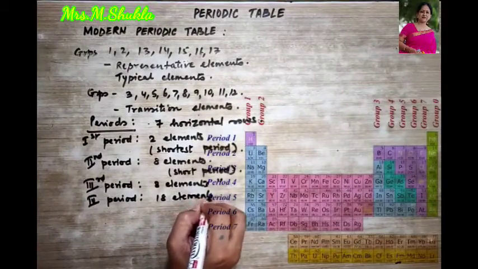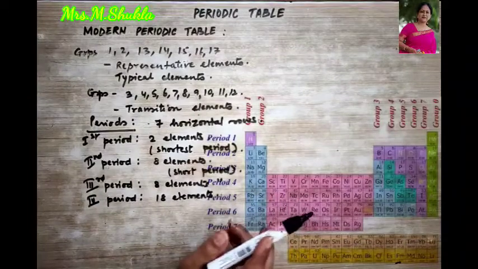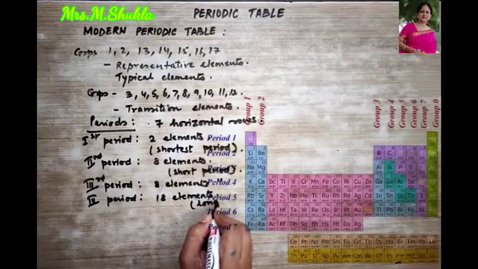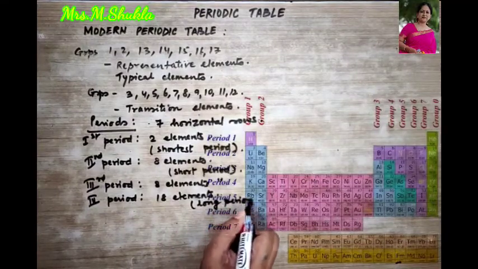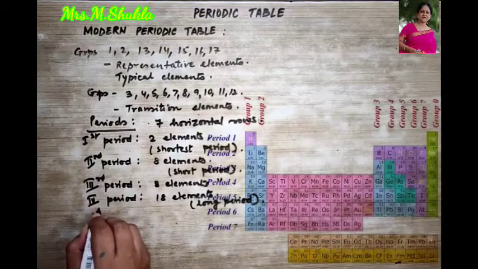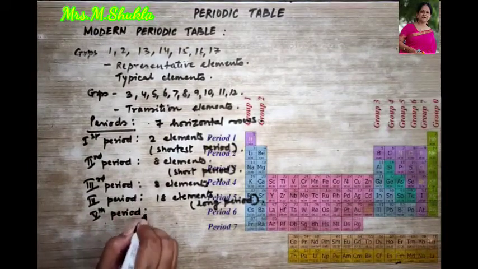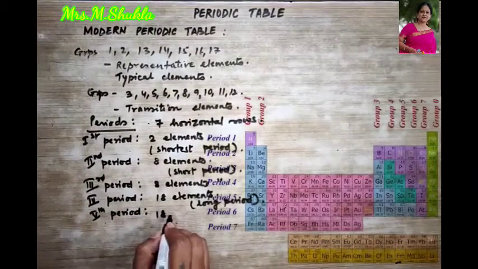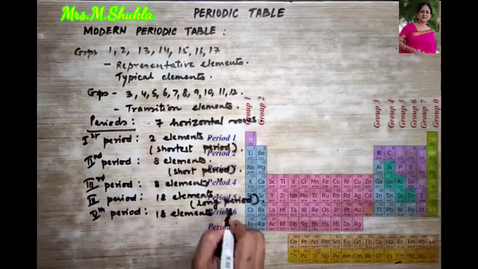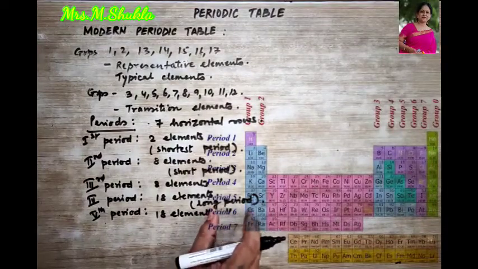It has 18 elements, right? And its atomic number ranges from 19 to 36, and this is called your long period. Then the fifth period. The fifth period has 18 elements again, and these 18 elements are also called the long period.